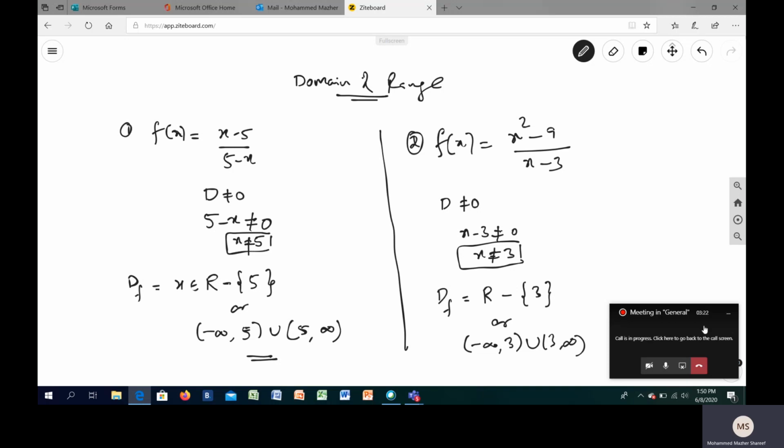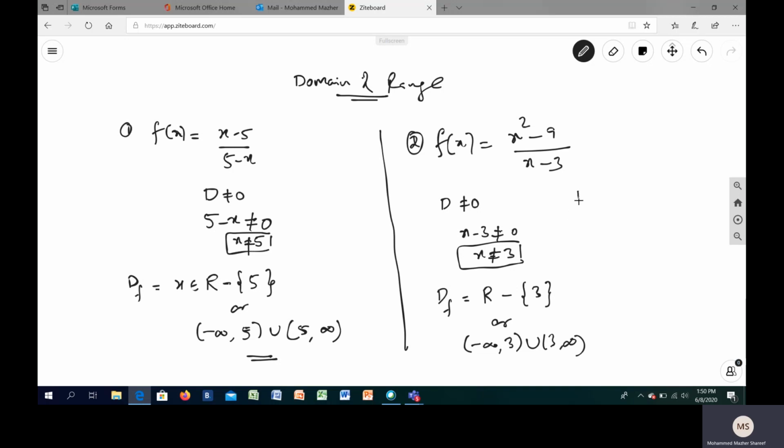union 3 comma infinity. So how do you find the range of a function? For the range of the function, what you have to do is just factorize it. You will get x minus 3 and x plus 3 whole divided by x minus 3, already you have a binomial. Simplify it. What you get is x plus 3. And since x is 3, if you substitute 3 here, you will get 6.